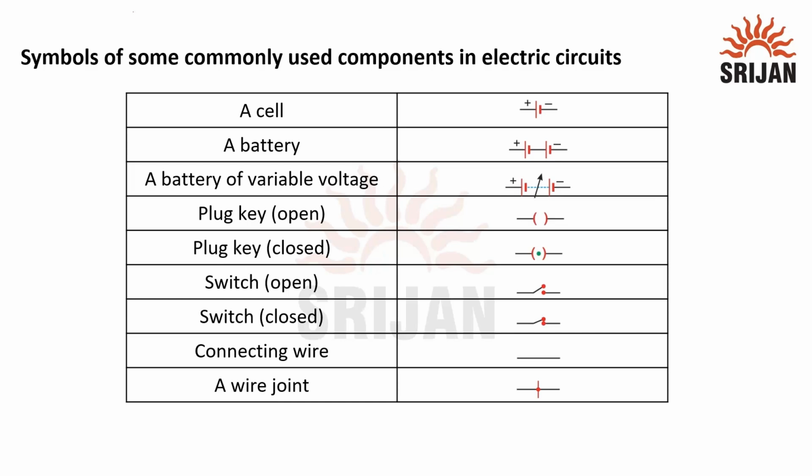Let us see symbols of some commonly used components in electric circuit. The first two symbols we have already discussed. The first symbol is of the cell in which there are two parallel lines. The first line is longer, the second line is shorter. The longer line is the positive terminal and is marked with positive sign, and the shorter line is the negative terminal and is marked with negative sign. The second symbol is of the battery. The third symbol is of the battery of variable voltage.